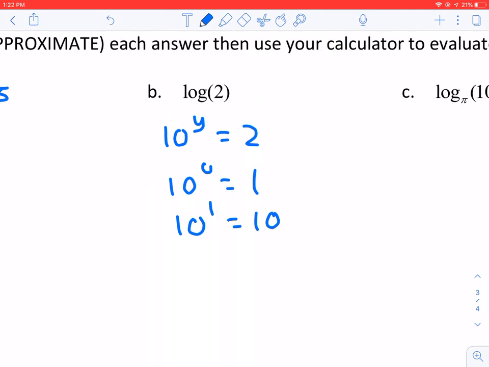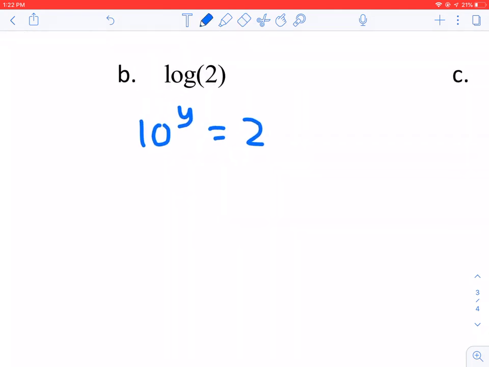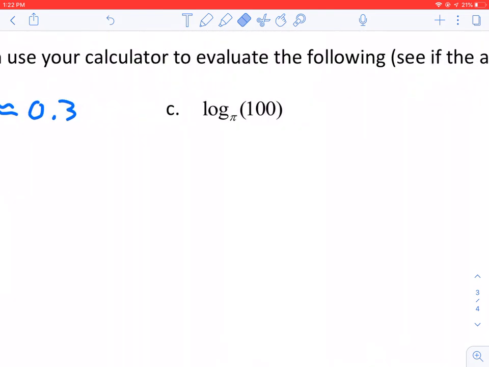So would it be to the half power is the square root of 10 2? No, square root of 10 has to be more than 2, right? Because 3 times 3. So I'm going to say maybe this is about, I don't know, 0.3. That's my guess. But as long as you have a number between 0 and 1, I'd be happy for your guess.